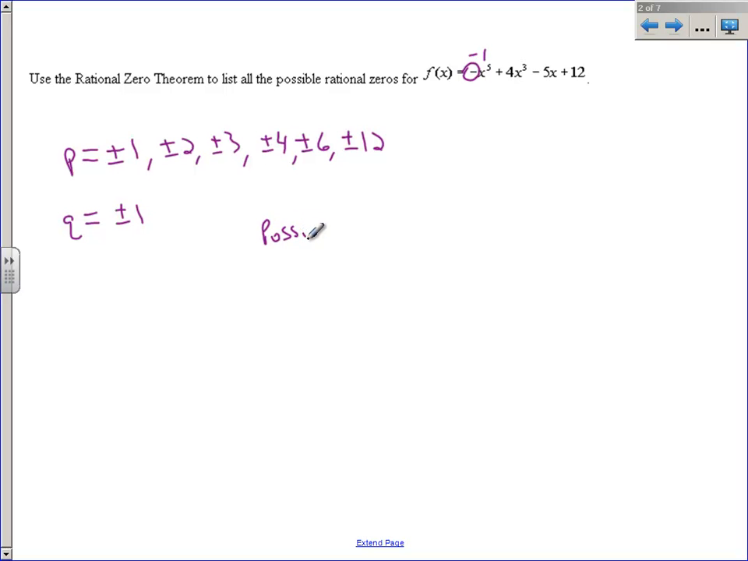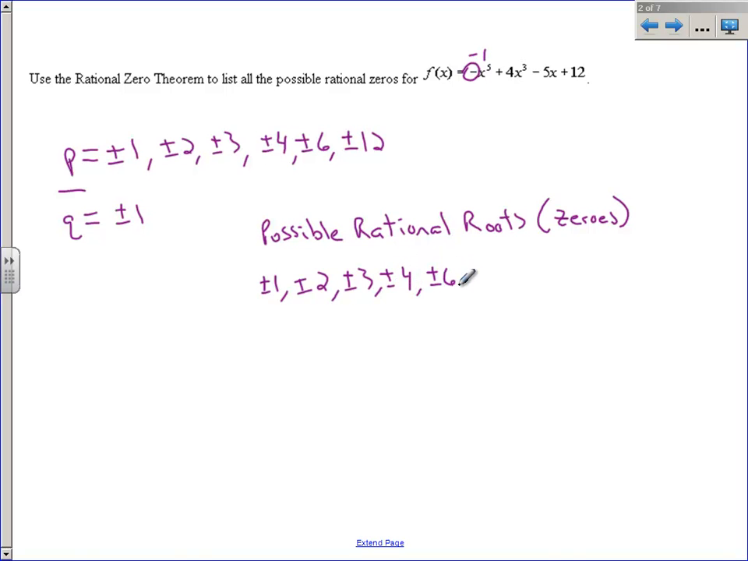So the possible rational roots, or zeros, are all of these numbers of P over all of the numbers for Q. So you're going to write all the possible fractions. So they are plus or minus 1 over 1, which is just 1, plus or minus 2 over 1, which is just 2, plus or minus 3 over 1, plus or minus 4 over 1, plus or minus 6 over 1, and plus or minus 12 over 1. So this gives us 12 possible rational roots.